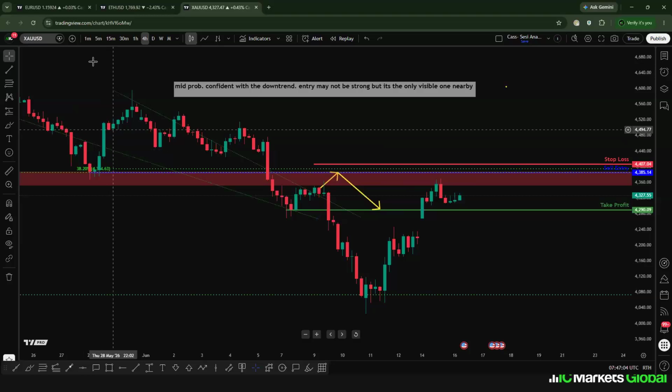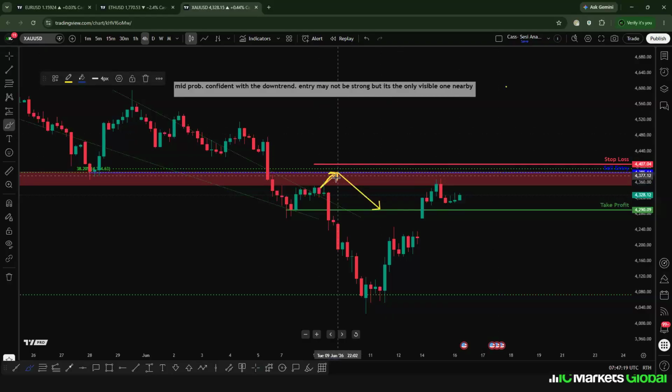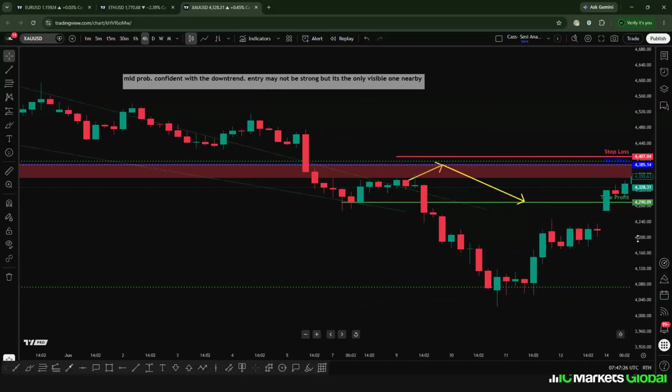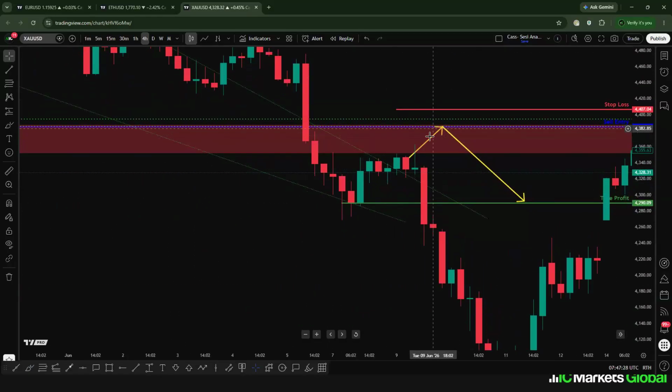Let's start with XAUUSD from last week. So, mid probability, confident with the downtrend. The entry may not be strong, but it's the only visible one I can see nearby. Last week, my thoughts were that price is going to pull up to this red box and then drop from there. It did happen. It worked out very nicely. It did pull up to this red box. You can see this candle touching the red box. It didn't go very near to the entry though.